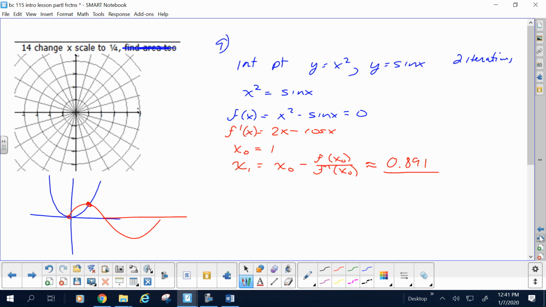0.891, thank you. And x2 then is x1 minus f at x1 over f prime at x1. And if you give me that one? 0.877, thank you. Okay, and I think I said 2 iterations, so that's what I would do. Very cool. Okay. 20, is 20 still a question? Yes, okay.